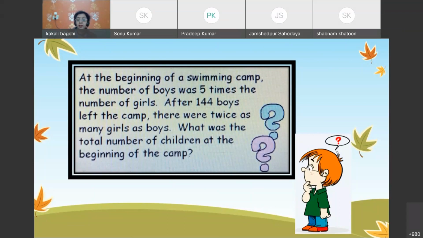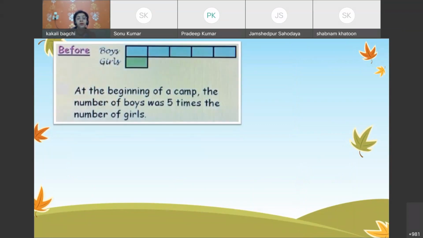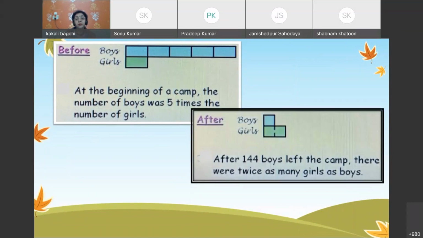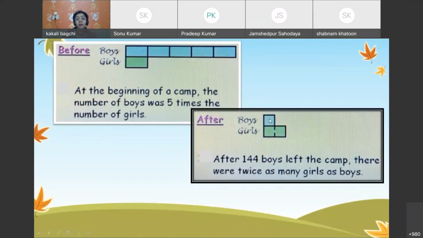What was it originally? Dear friends, can we do this by this project? See, because problem sums really create a problem. Before, the number of boys is 5 times the number of girls. Now after, the girls are the same, the girls did not decrease, 144 boys left. So the number of girls becomes double the number of boys.